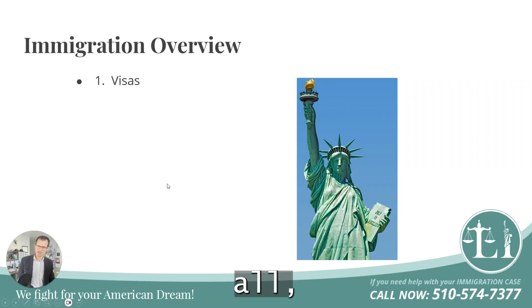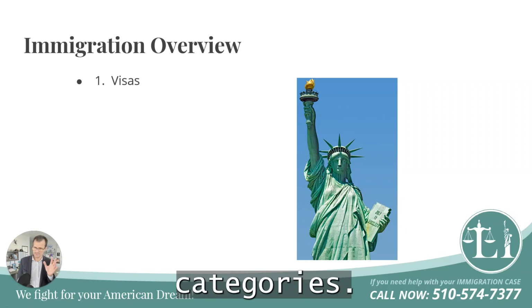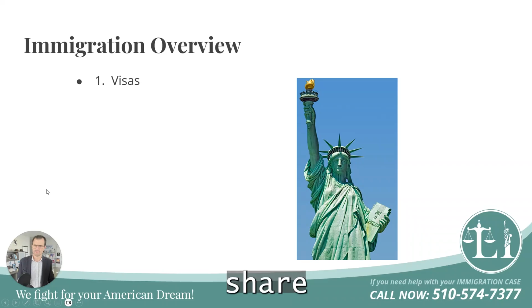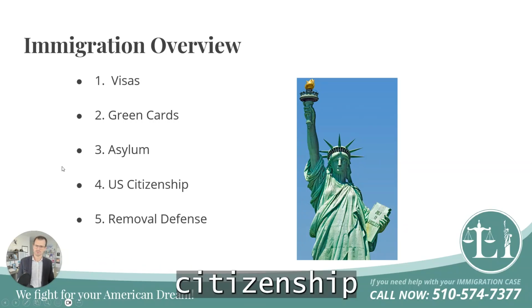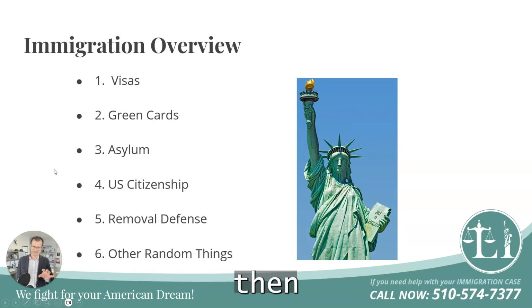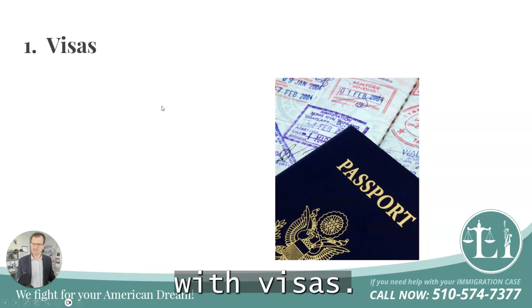So first of all, the options break down into different categories. First I'll share what visas are available. Then we'll talk about green cards, then asylum, then U.S. citizenship, then removal defense, and then there's this category that I call other random things. And these lay out all of the immigration options that exist under the law. Okay? So let me start with visas, all right?